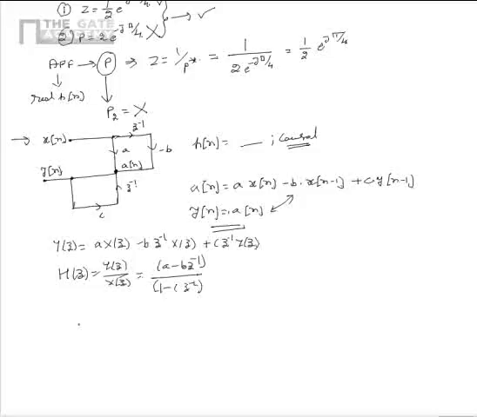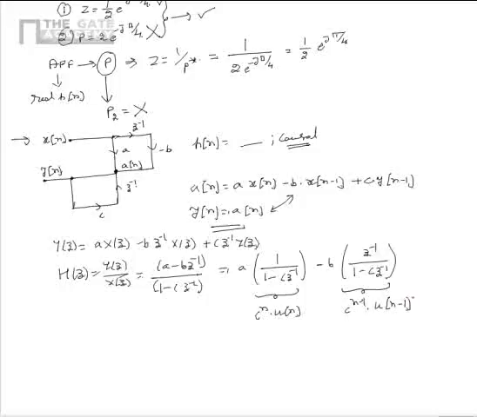As the system is causal, the impulse response of the LTI system can be obtained by rewriting h of z as shown. That is, h of z is equal to a multiplied by 1 minus c z inverse minus b multiplied by z inverse divided by 1 minus c z inverse. We know that the inverse z transform of 1 by 1 minus c z inverse is equal to c power n into u of n as the system is causal. Similarly, the inverse z transform of z inverse by 1 minus c z inverse is equal to c power n minus 1 multiplied by u of n minus 1.